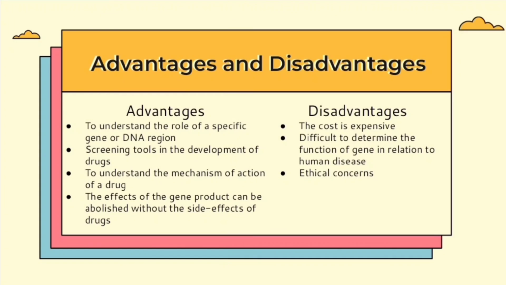Even though it has a good advantage for the health and pharmaceutical field and for scientists, knockout gene also has a disadvantage in the process. This method cannot be done every time because the cost is very expensive, as it requires expensive equipment and the mice cost will be high, around $45,000 for one experiment. And sometimes it's difficult to determine the function of a gene in relation to human disease.